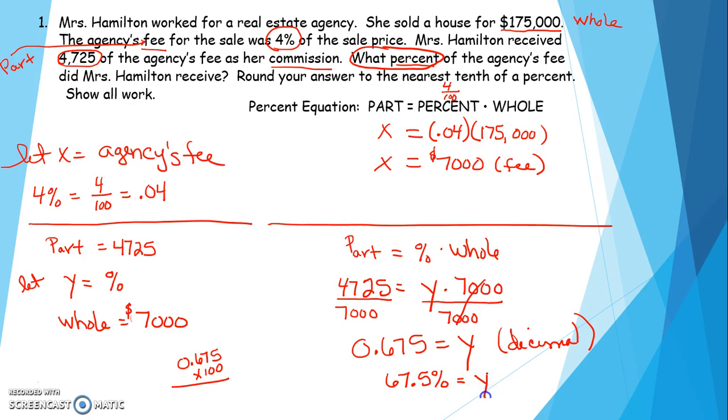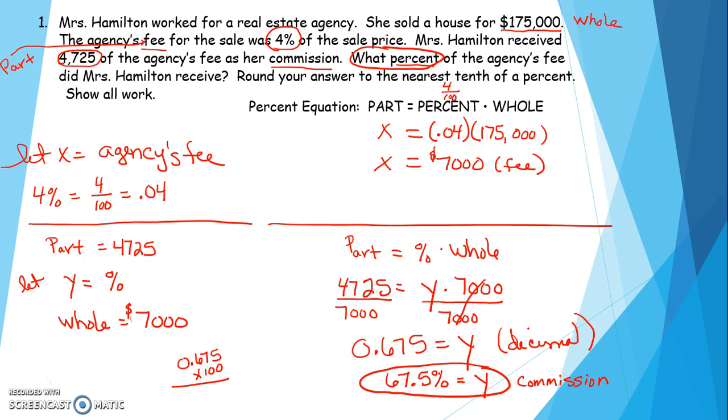That's 67.5%, the commission that Mrs. Hamilton received. Or I'm sorry, the percentage for her commission. And to me that makes sense, 67.5%. We don't have to round because it was already to the nearest tenth. 50% of 7,000 would be 3,500, so for 4,725, 67.5% seems reasonable.